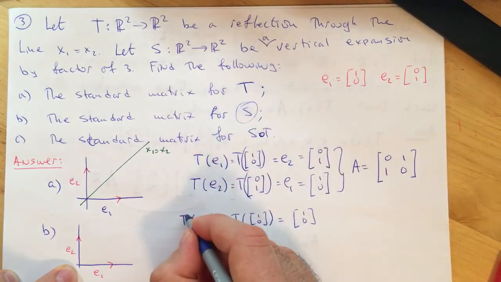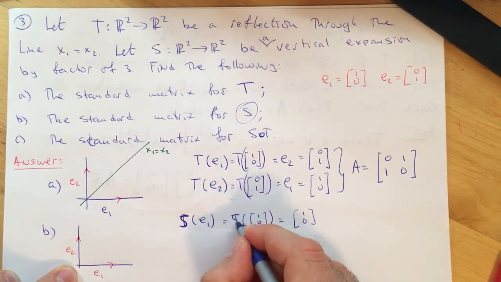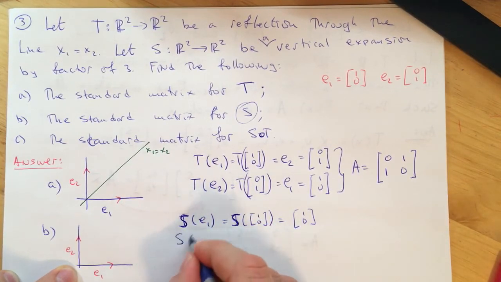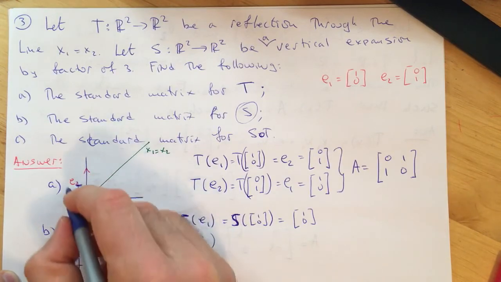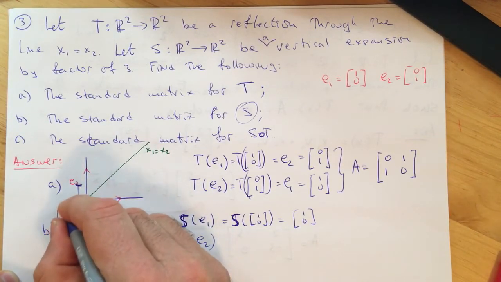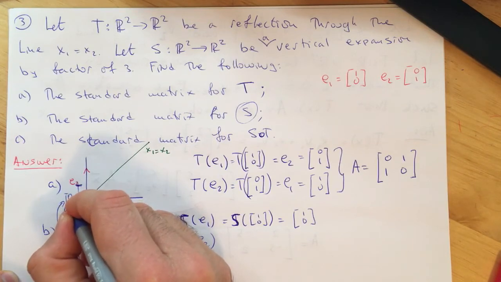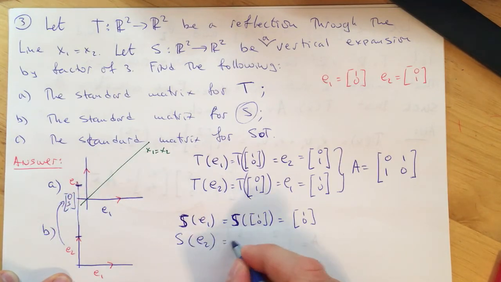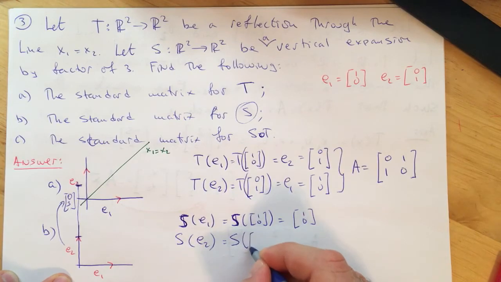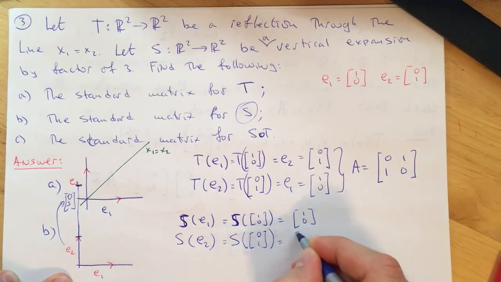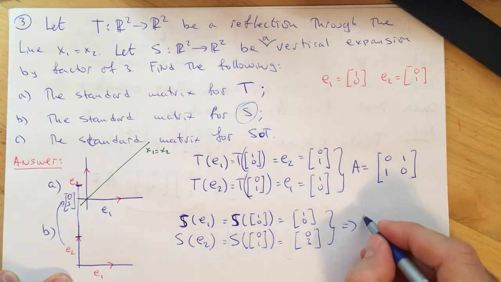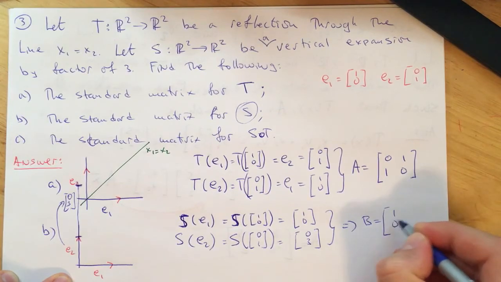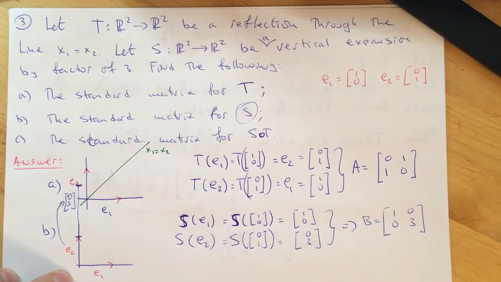the transformation S. So sorry about that mistake. Here S of E1, and then S of E2. If we apply now a vertical expansion by a factor of 3, we're going to end up at the vector 0, 3. So E2 moves into the vector 0, 3. So that's S of 0, 1 becomes 0, 3. So let's call this matrix B is equal to 1, 0, 0, 3. Okay?